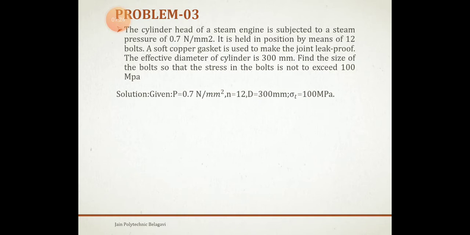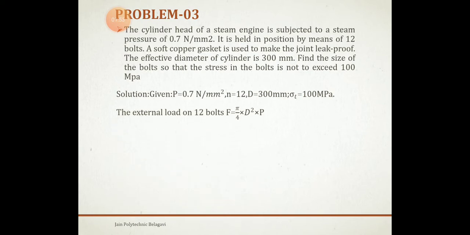We'll start by writing the given data first. P, that is the pressure, is given as 0.7 Newton per mm square. N, that is the number of studs or bolts, is given as 12. D is the effective diameter of the cylinder, given as 300 mm. And of course, sigma T, that is the tensile stress, is given as 100 megapascal.